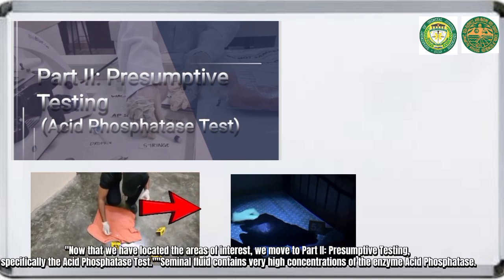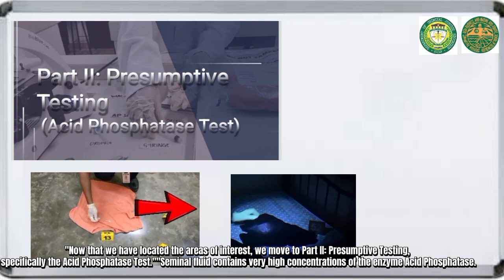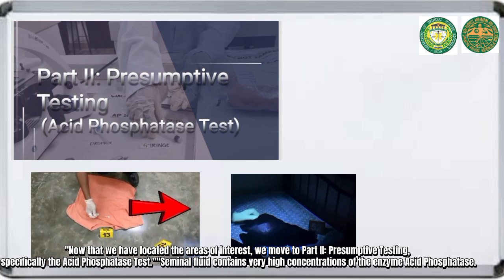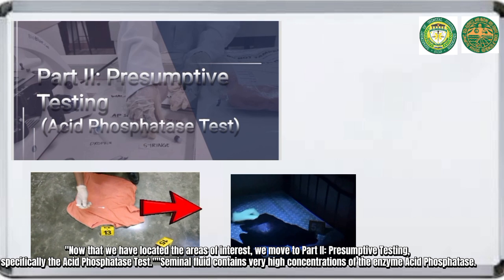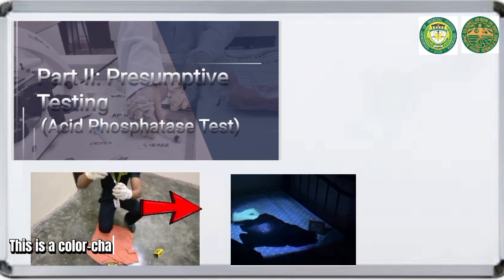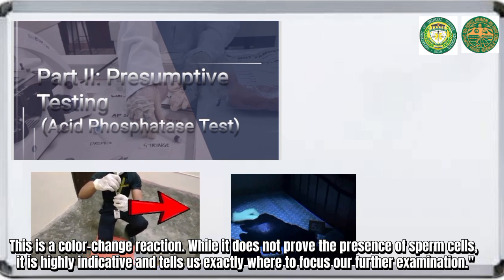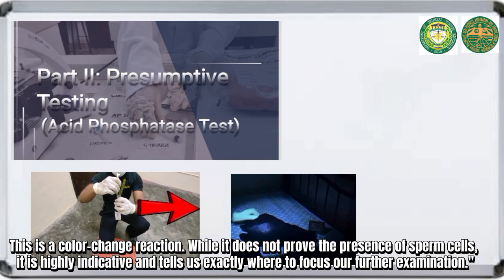Now that we have located the area of interest, we move to part 2, the substantive test, specifically the acid phosphatase test. Seminal fluid contains very high concentrations of the enzyme acid phosphatase. This is a color change reaction. While it does not prove the presence of sperm cells, it is highly indicative and tells us exactly where to focus our further examination.